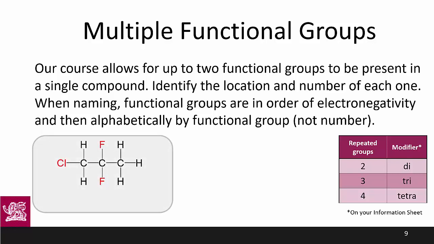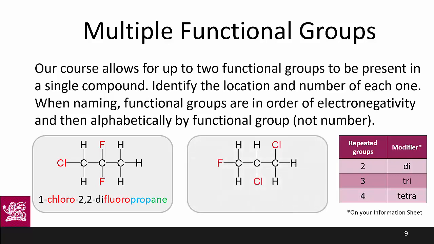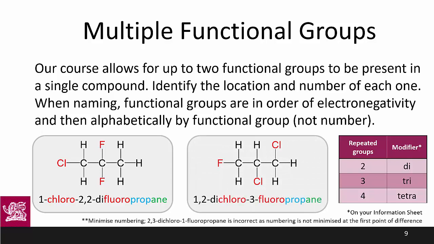Here's our first example for you to have a try of naming. With the 2 fluorine atoms, this is of course 1-chloro-2,2-difluoropropane. Our next example is, following our previous rule, we need to ensure that we minimize the numbering. In this case, we don't have 2,3-dichloro-1-fluoropropane because that hasn't minimized the numbering. In this case, we number from the other end and we get 1,2-dichloro-3-fluoropropane.